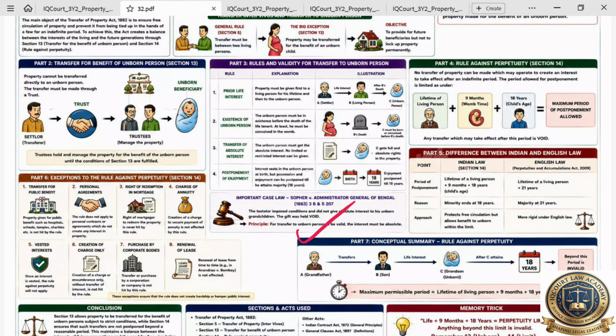See, a grandfather transfers to his son with a life interest, meaning till you die, you keep it. After that, it should be transferred to your upcoming baby. After the baby's death, it should be transferred to the unborn person. But at the time of his death, the baby should be at least conceived in the womb.